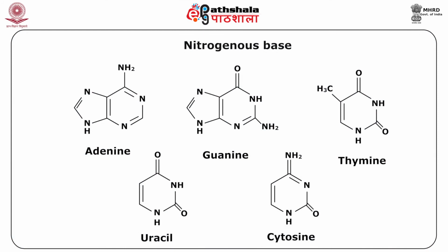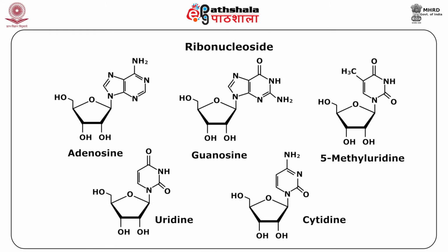Let's look at the nitrogenous bases. We are already acquainted with these particular structures. This is adenine, guanine, thymine, uracil and cytosine. When we move on to forming the ribonucleosides, to these bases we are going to attach a pentose sugar. In ribonucleosides, it is going to be a D-ribose sugar.